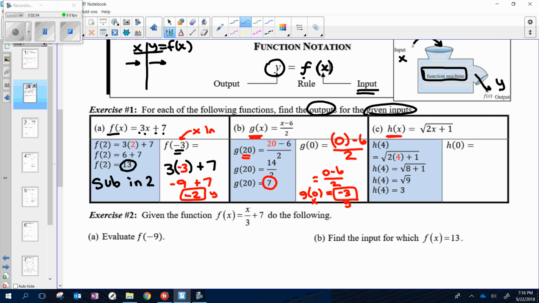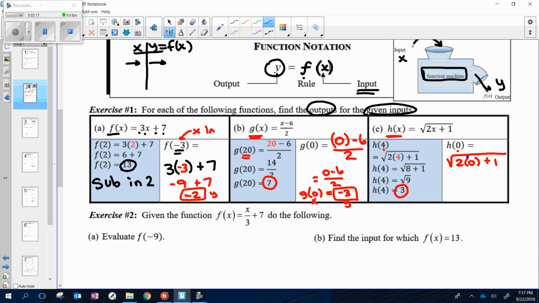Next rule I have is for h of x. It tells me to do 2 times a number plus 1 and take a square root. So I'm going to put a 4 in, calculate it, and get out a 3. Now we're going to do this with a 0. We're taking the square root of 2 times the 0 plus 1.